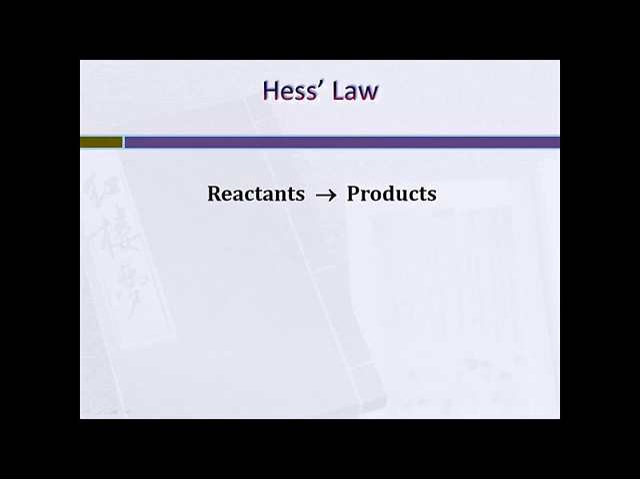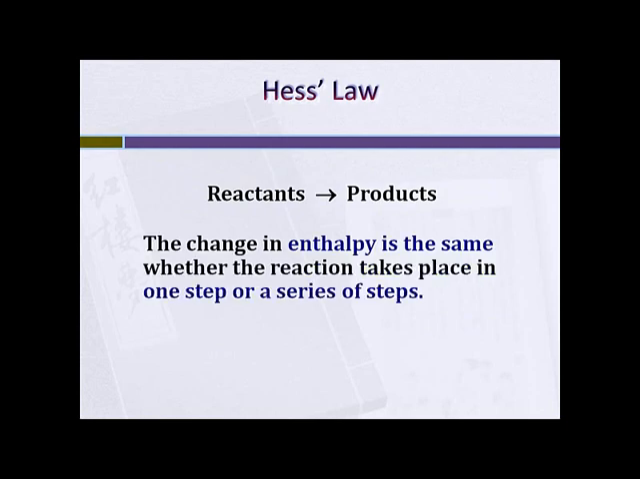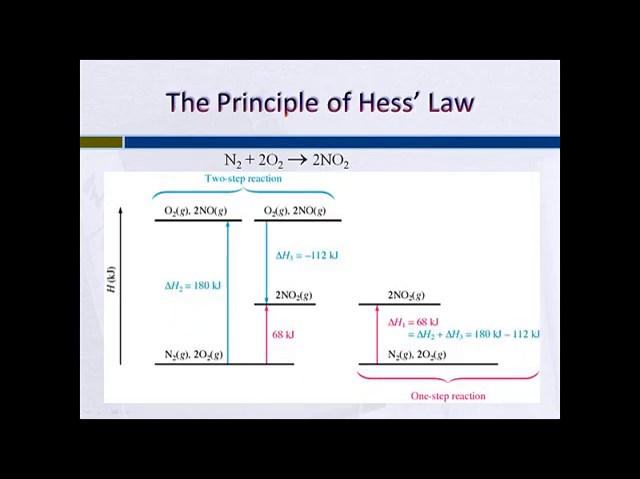Hess's law. Hess's law is relating reactants and products. It states that the change in enthalpy is the same whether the reaction takes place in one step or a series of steps. It's path independent. Look at the process to produce NO2. It could be a 2-step reaction. It could be a 1-step reaction.